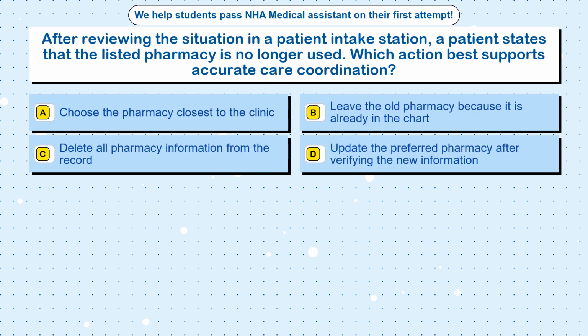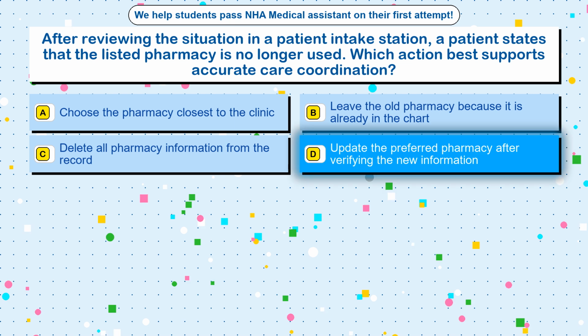Question 16. After reviewing the situation in a patient intake station, a patient states that the listed pharmacy is no longer used. Which action best supports accurate care coordination? Option A. Choose the pharmacy closest to the clinic. Option B. Leave the old pharmacy because it is already in the chart. Option C. Delete all pharmacy information from the record. Option D. Update the preferred pharmacy after verifying the new information.